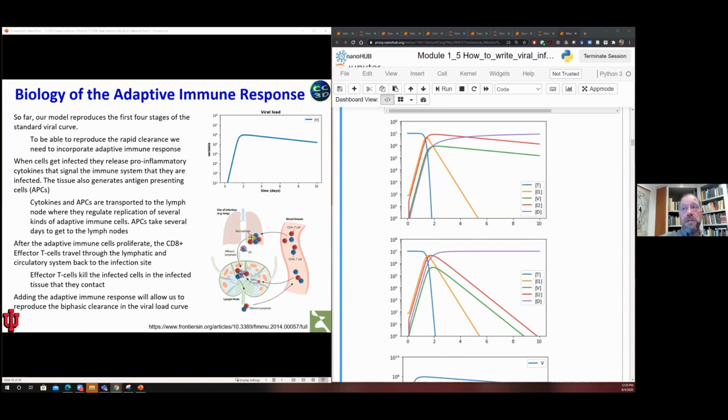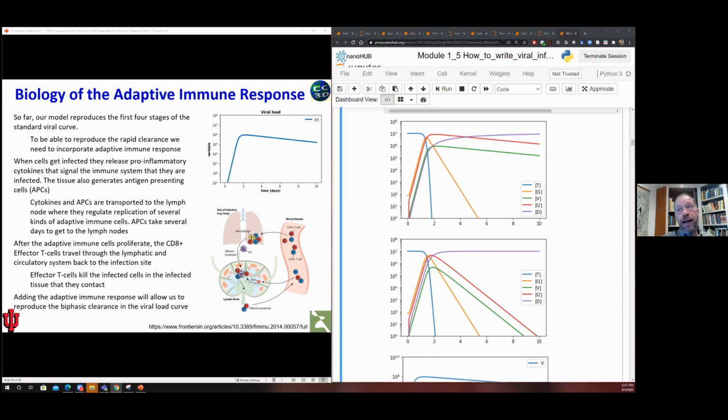And the adaptive immune system is a relatively complicated set of processes. In particular, the infected cells release a pro-inflammatory cytokine, and there also are what are called antigen-presenting cells, APCs, that actually grab pieces of dead infected cells from the tissue and crawl to the lymph nodes. And that crawling takes a couple of days. In the lymph nodes, they attach to T cells that are sitting there, and they stimulate the proliferation of those T cells.